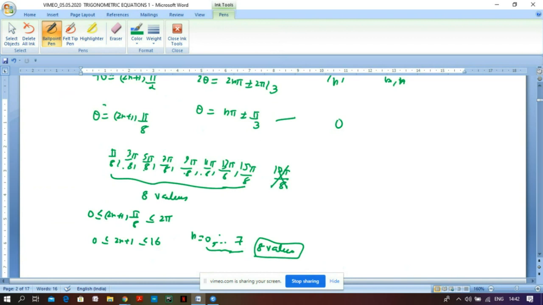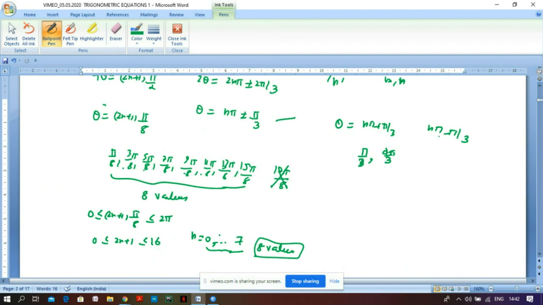Come to this case, they have got two families of solutions: n pi plus pi over 3, and the other is n pi minus pi over 3. So let's put n is 0, so pi over 3, and if I put n is 1, then you will get 4 pi by 3. If you put n equal to 2, it exceeds, so you can't put that here.